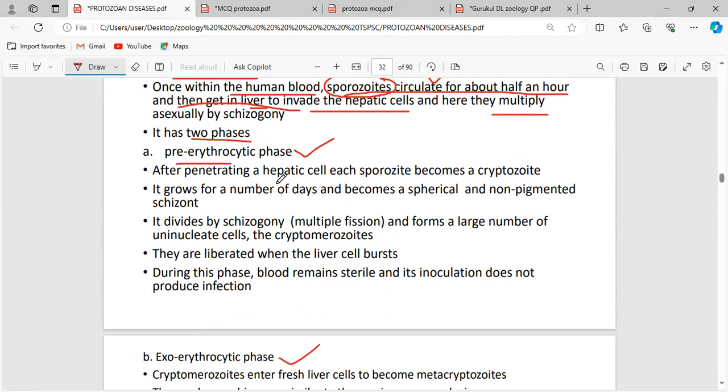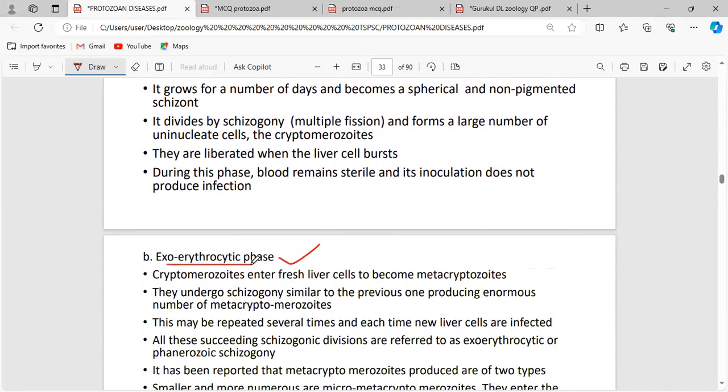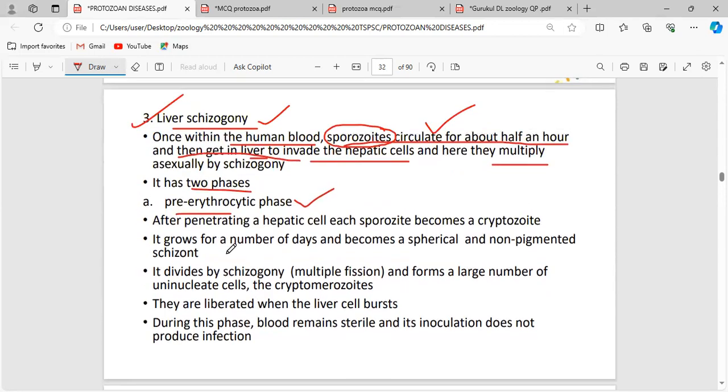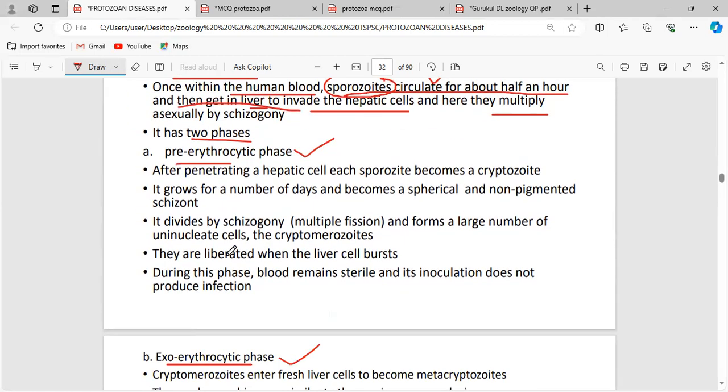The pre-erythrocytic phase means before it enters into the blood. The exo-erythrocytic phase means the end products synthesized in the liver are now ready to enter into the RBC. That is called the exo-erythrocytic phase. Now, in the pre-erythrocytic phase, the sporozoite reaches the hepatic cell.